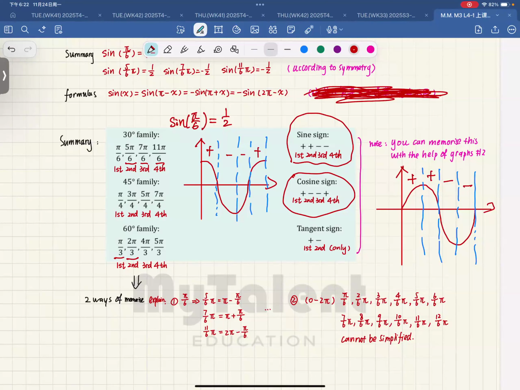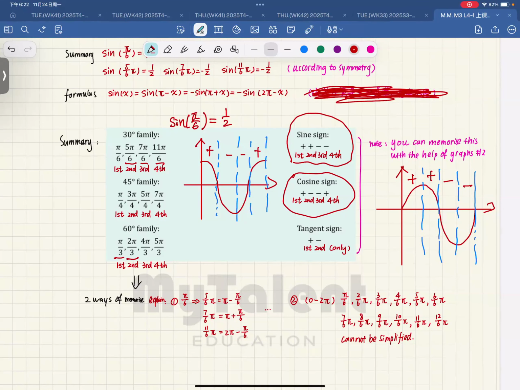Oh, so you don't have to keep minusing 2 pi over 3 until you get to pi over 3. No, just until you get to something in that family. 5 pi over 3 minus 2 pi. What about 2 pi over 3? Like keep the same denominator? No, you can only minus 2 pi.